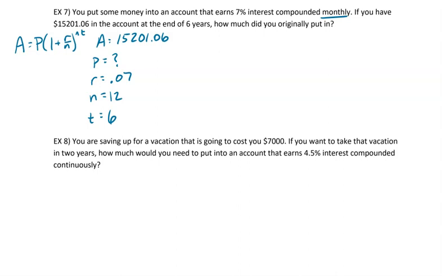All right, so if we go ahead and plug all this stuff in, we have $15,201.06 equals P times 1 plus 0.07 over 12 raised to the 12 times 6. All right, so here's the thing. We need to solve for P now.